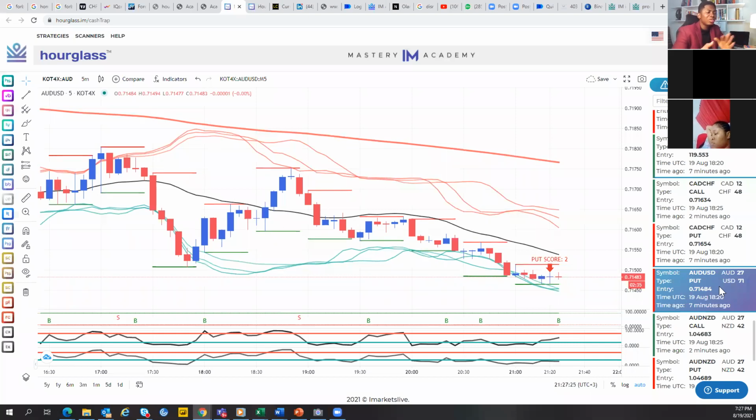Now the market, based on what we have gotten from our currency strength meter, is supposed to be going down. But when we opened the CASHTRAP, the market had already been going down. As you can see, the market has already been dropping. You see, it has already been dropping.